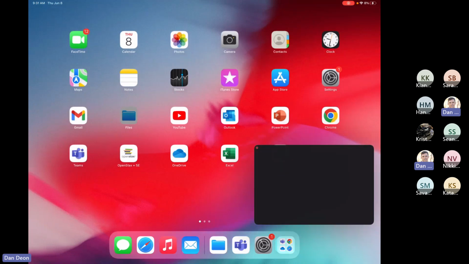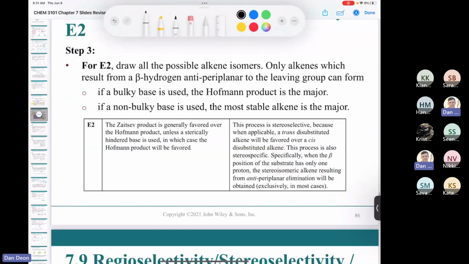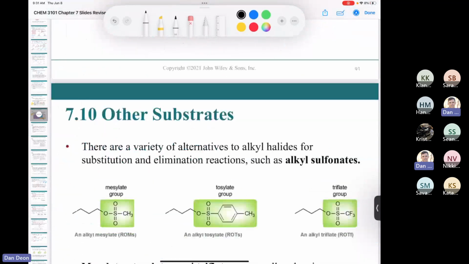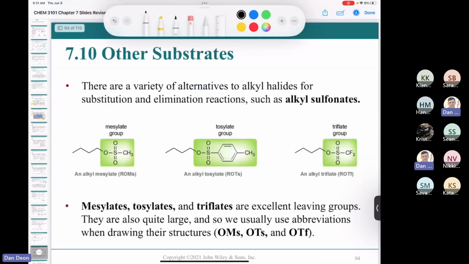All right, so moving on to section 7.10. So we finished section 7.9, and here we are. And now we're going to look at other substrates. Really, this section deals with other good leaving groups. So far, the good leaving groups that we saw were iodide, bromide, chloride, and water, really.